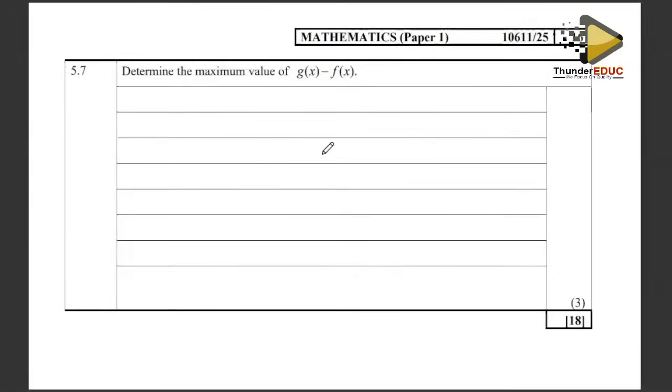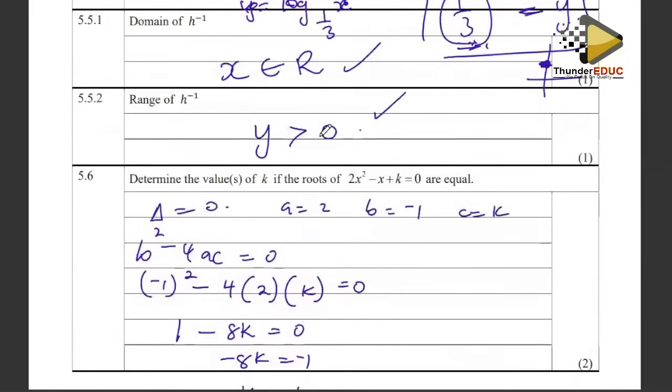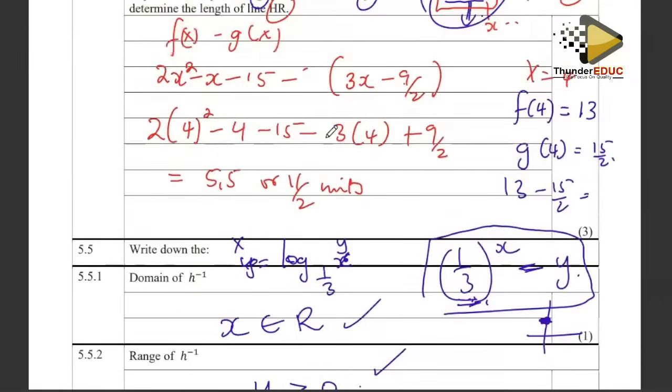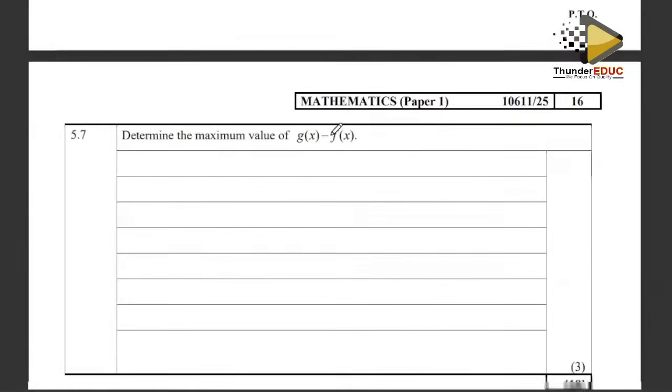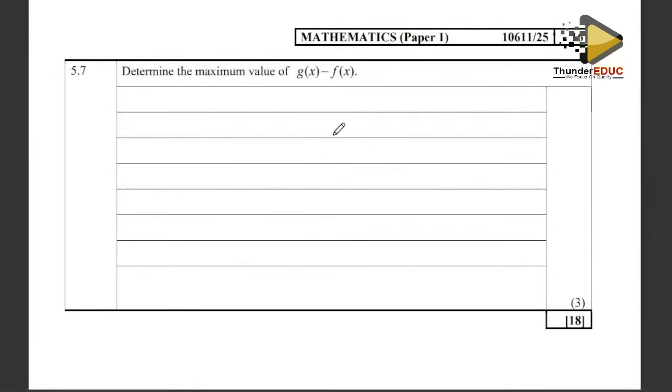5.7, they want us to get the maximum of g of x minus f of x. So we know that g of x was, what was the g? It was 3x minus 9 over 2, minus our f of x, which is 2x squared minus x minus 15. This is the expression. Then let's open it up. But they want the maximum value.